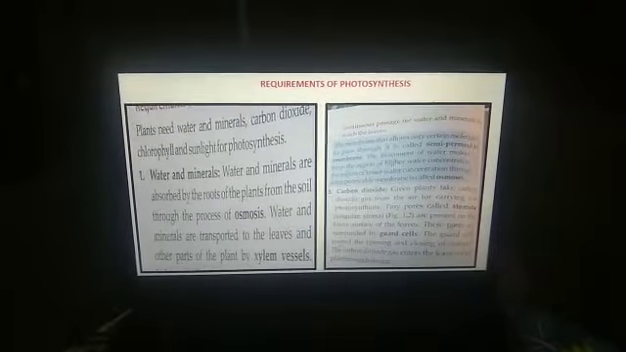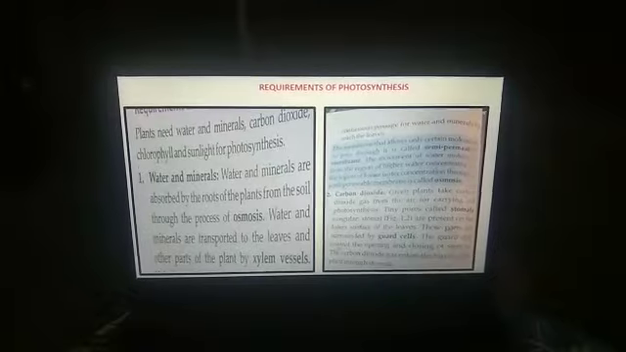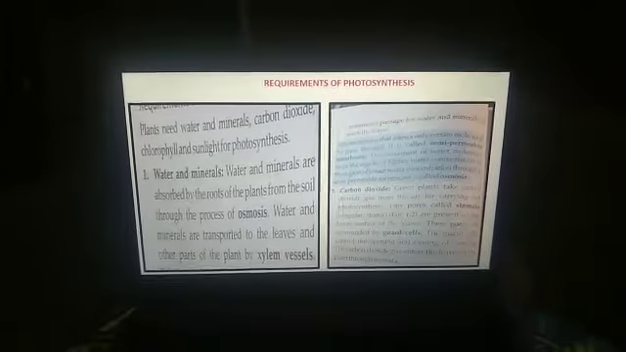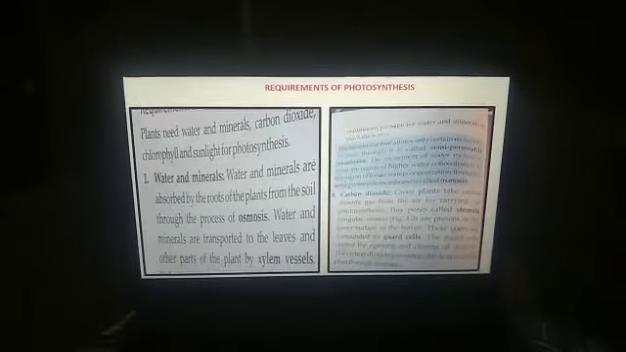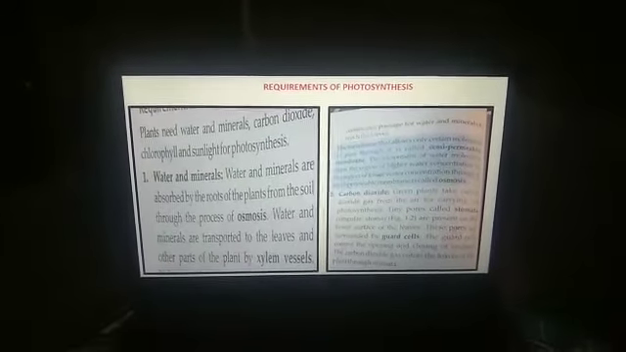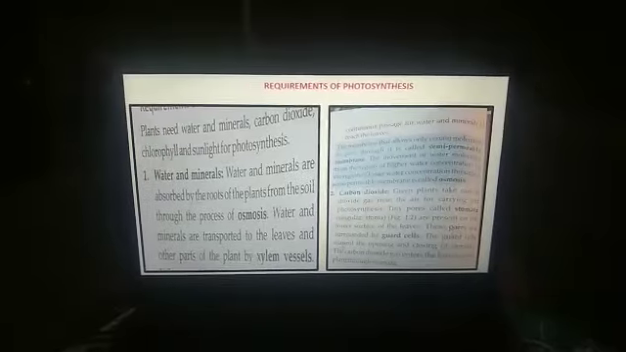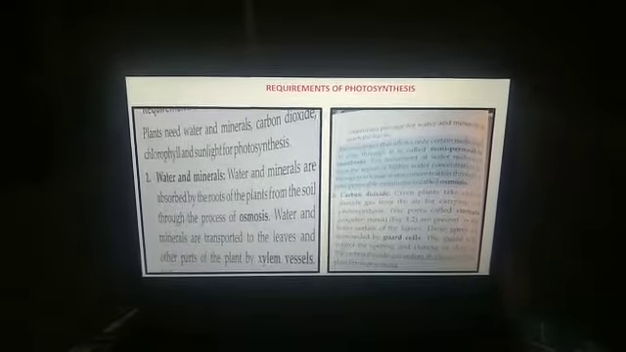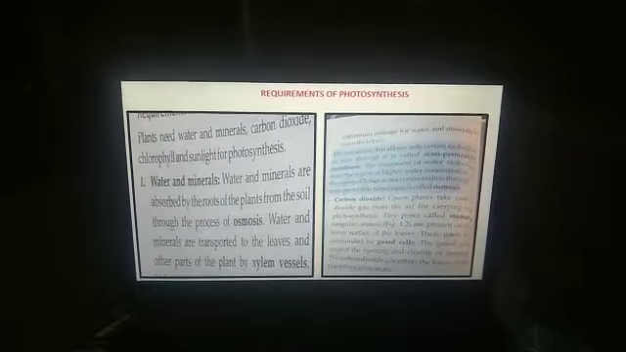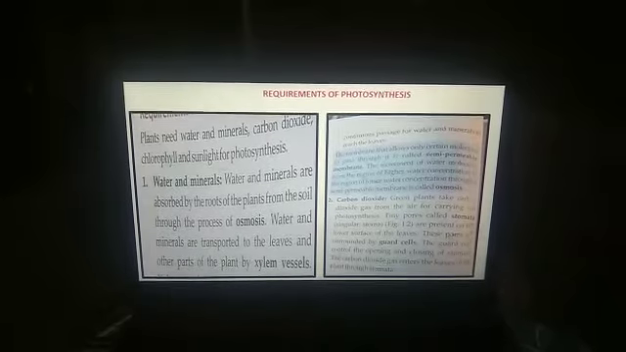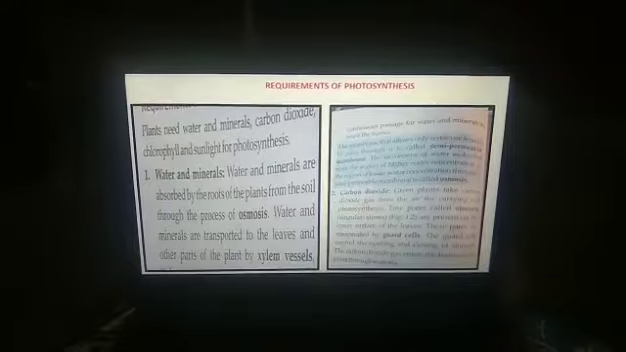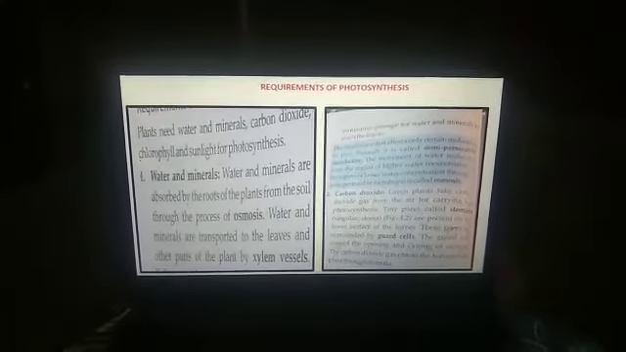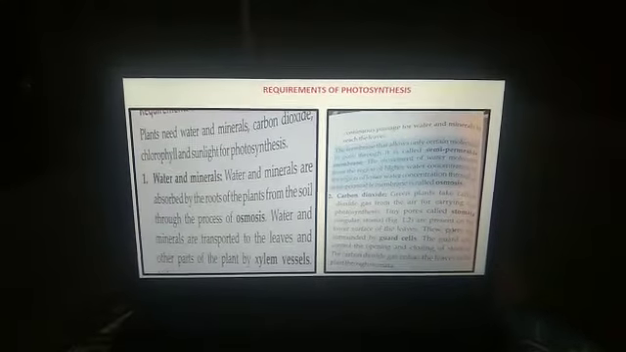Now, the carbon dioxide enters with the help of stomata directly into the leaves of the plants. Now photosynthesis will take place in the leaves, and as a byproduct, oxygen gas will be released, and this oxygen gas is again released back into the atmosphere with the help of these tiny pores itself, which are called stomata. Now the third requirement of photosynthesis is chlorophyll.